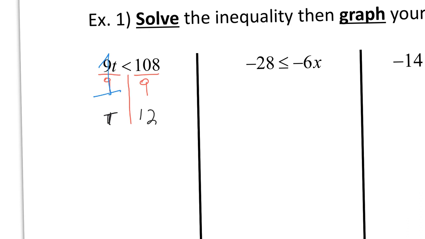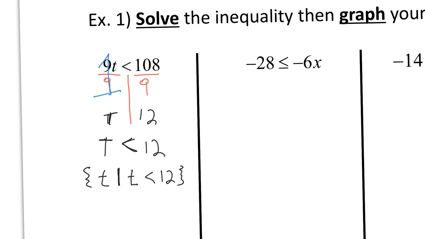Now, on this one, we don't change the inequality because we're not dividing by a negative. The 9 is positive. So you guys keep the same inequality. So I have t is less than 12. The set notation, you just put t such that, and you copy down your answer. t is less than 12.